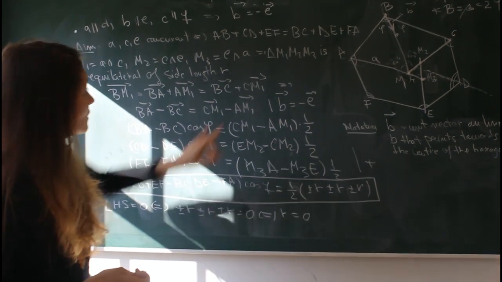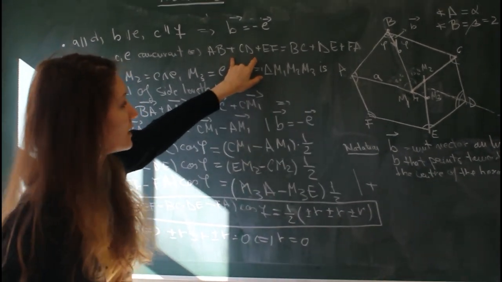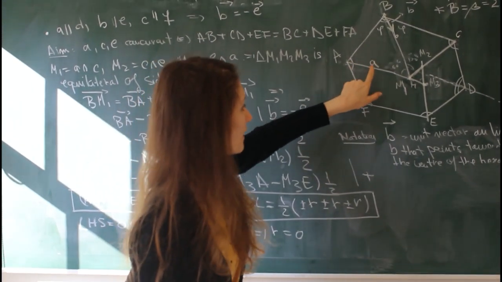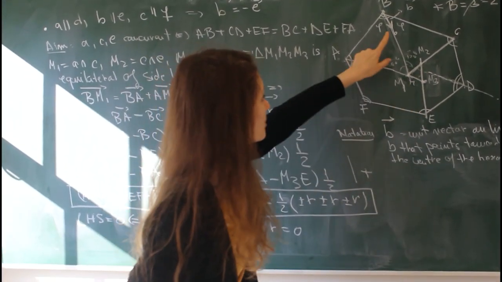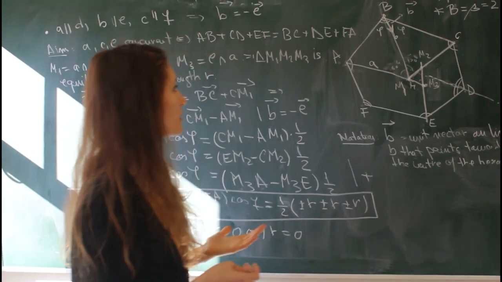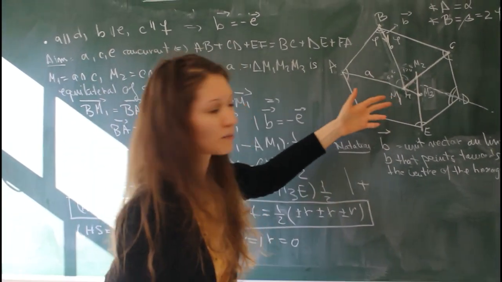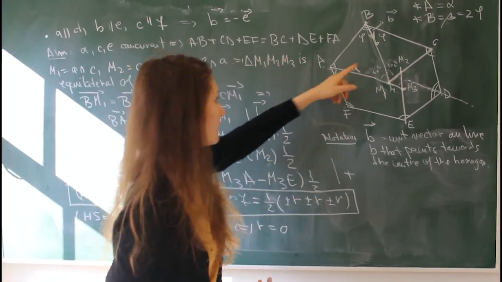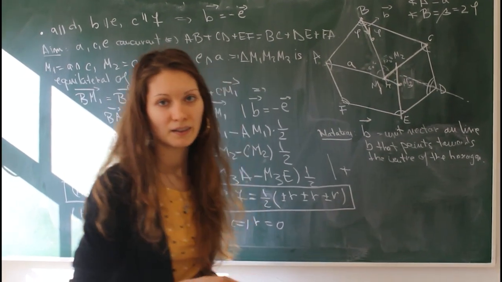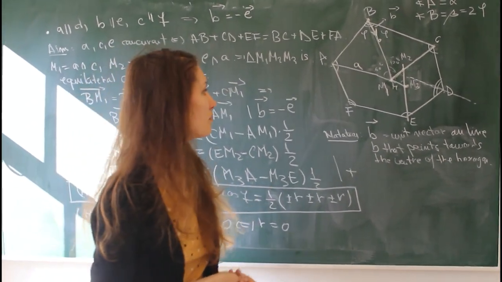And as you can see, this expression is completely symmetric in A, C, E, and B, D, F. In other words, A, C, E do not play any different role than B, D, F would play. Therefore, this is the end of the proof.